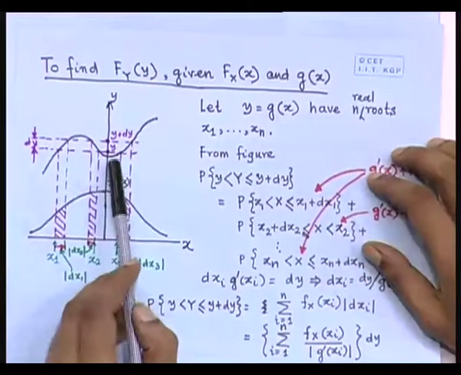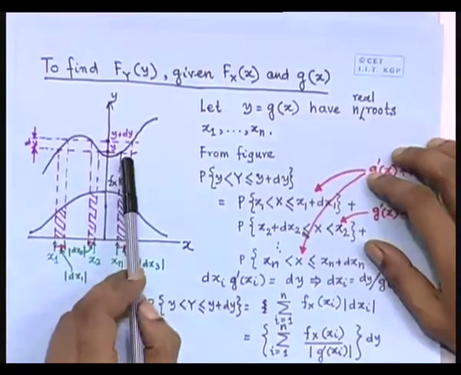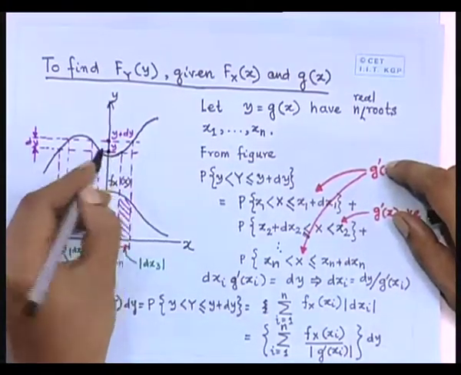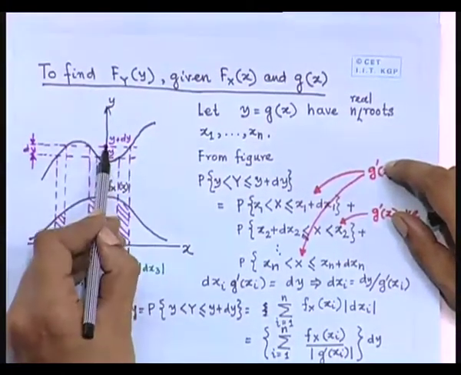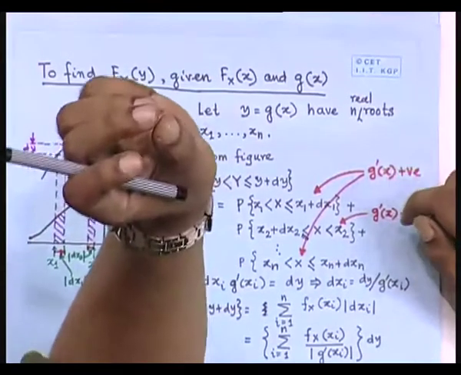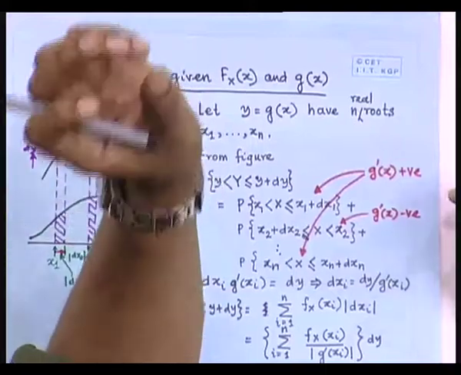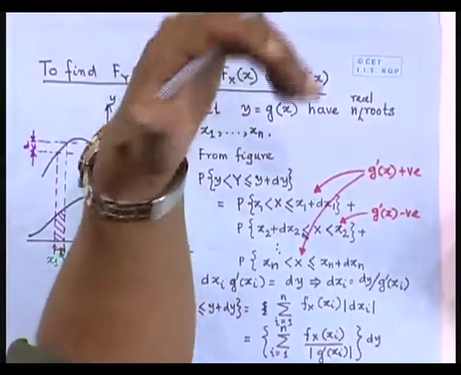So first of all, note that for any given value of y, suppose this is y and this is y plus dy, you have to find out what is the density function. You have to find out the probability that y lies between y and y plus dy, and then divide that by dy. That is going to give me the density function. It is a derivative of the distribution function.